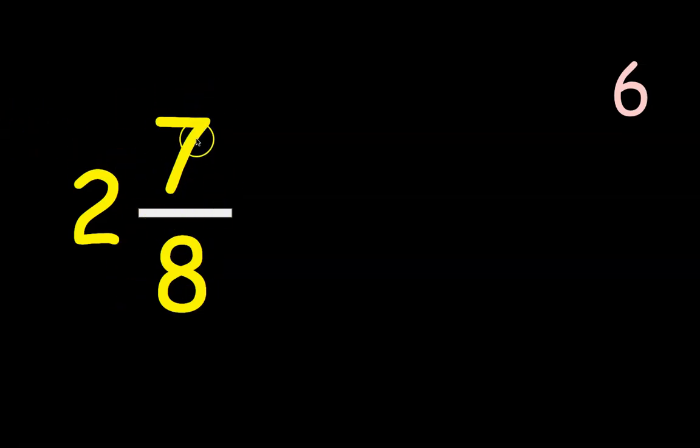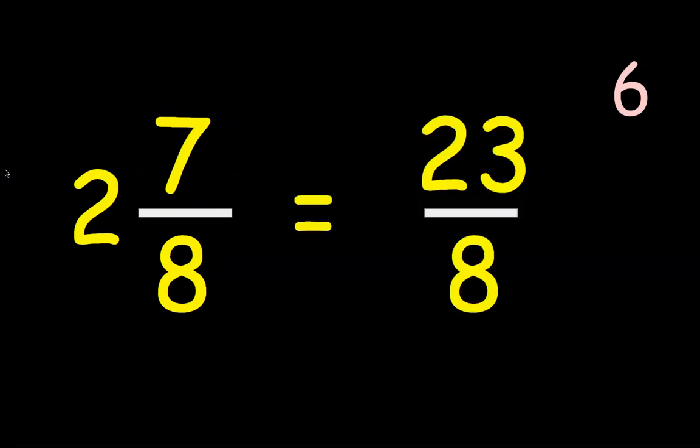This pizza was cut into 8 equal pieces. Let's do the same with those. For one of these pizzas, I get 8/8. For another one of these pizzas, I get another 8/8, which gives me 16/8. 16/8 plus 7/8 gives me 23/8.